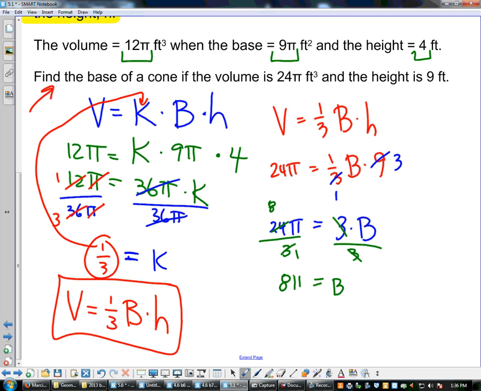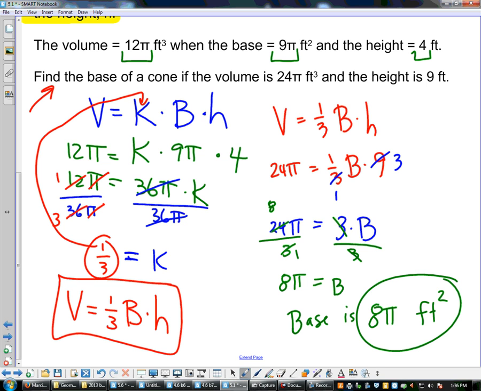8 pi. And you should give the correct units. The base is 8 pi square feet. The height was a linear unit, the base was an area, so square feet, and the volume of the cone, of course, would be in cubic feet.